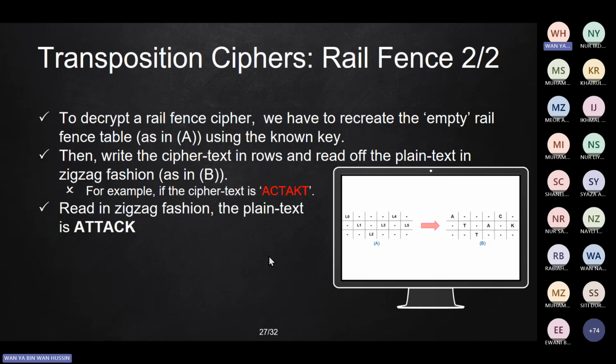If you compare this with the columnar, it doesn't have padding characters.